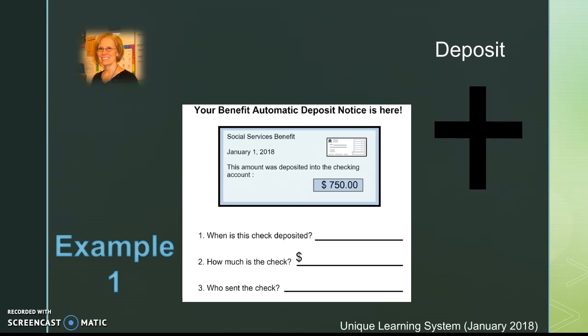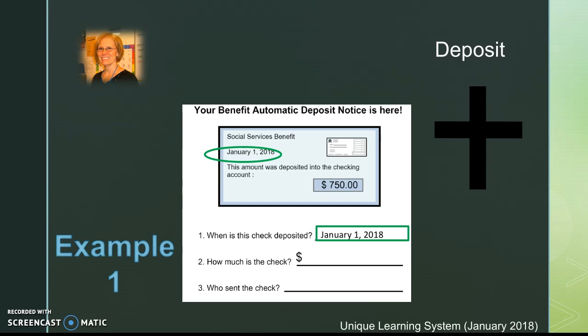When is this check deposited? Point to the date that this deposit was made. If you pointed to January 1, 2018, you are correct. If you did not, then find January 1, 2018 and point to the information. Circle the date using green. Now answer question 1 by writing the date in green.